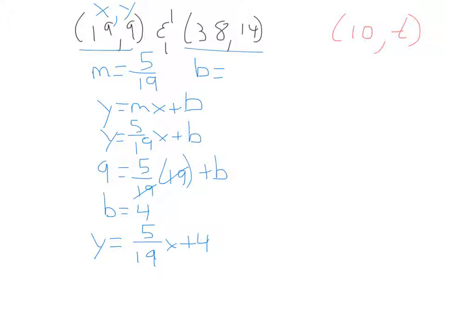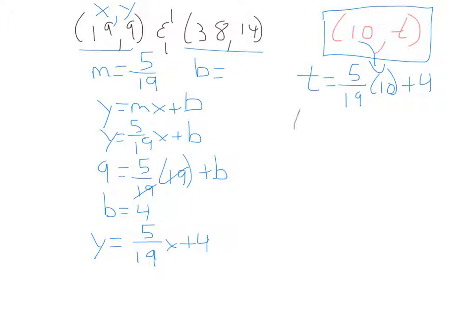The second part of the equation then is telling us that the point 10 comma t lies on the line. In other words, we know the x value, but we don't know the y value for that point. So that should be easy to find because the y value will be t, and we have 5 over 19 times 10 plus 4 on the right-hand side of that equation because x is 10. And so we would have 50 over 19 plus 4.